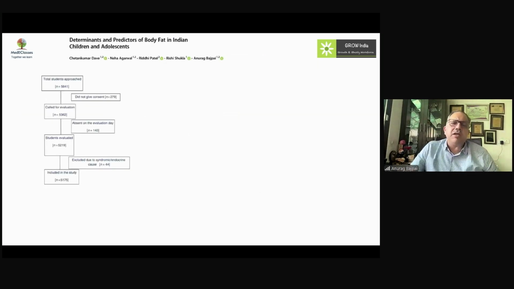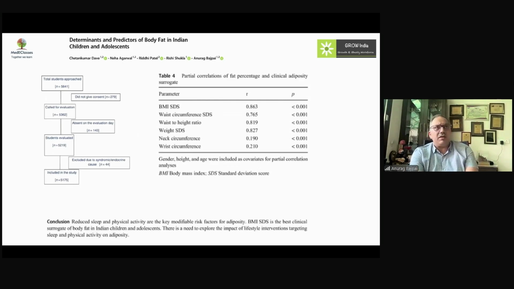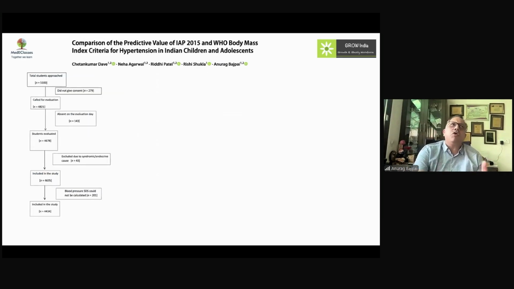We did a study in school children, around 5,000 children. What we found is that if you want to look at the one single clinical correlate to the body fat, it's actually body mass index. So BMI standard deviation score remains the most important parameter to look at in terms of the overall growth and obesity.